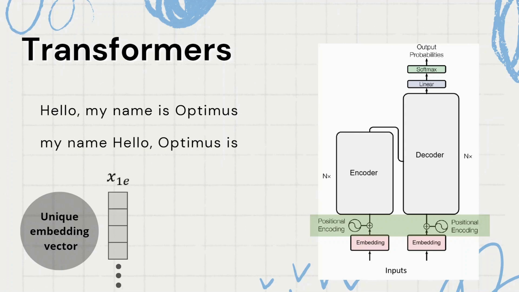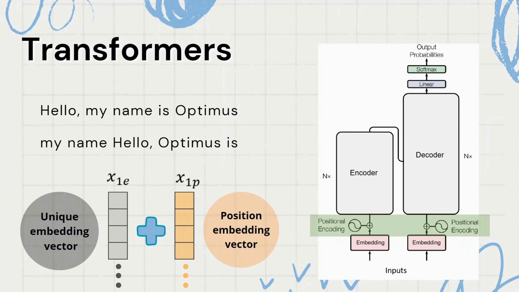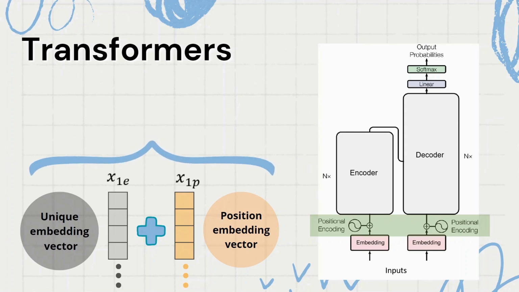So in order to incorporate this position information, the model adds another vector to the embedding vector, which is the position embedding vector. Now these position embeddings are calculated based on some sine and cosine functions of the position of our word, and then added to our unique embedding vector, which gives a final vector, and which is passed to the next component, which is the encoders and decoders of our architecture model.